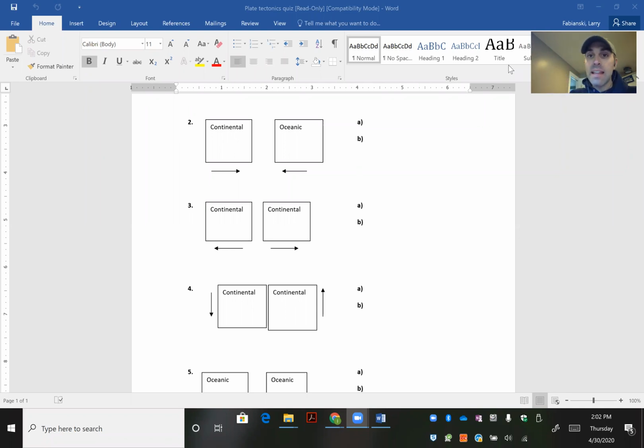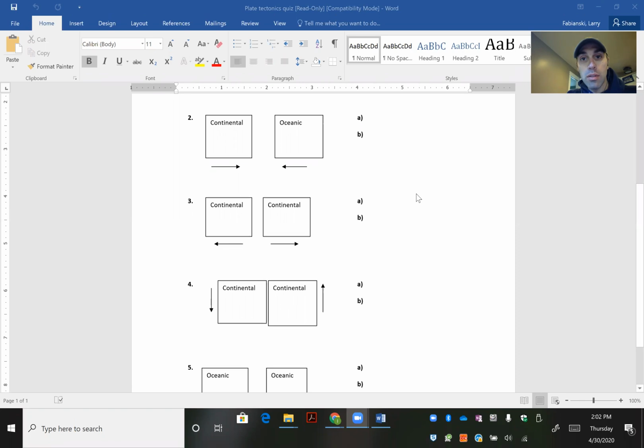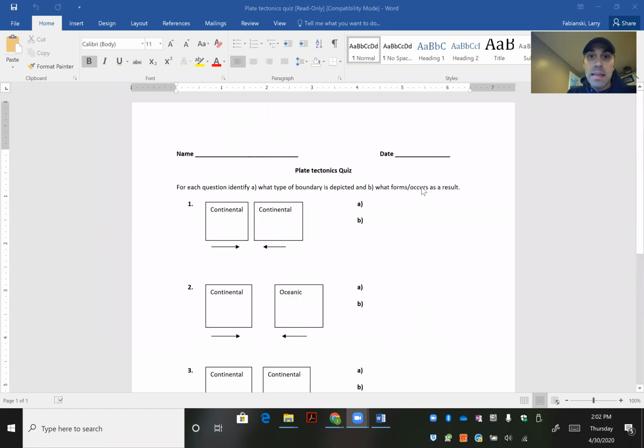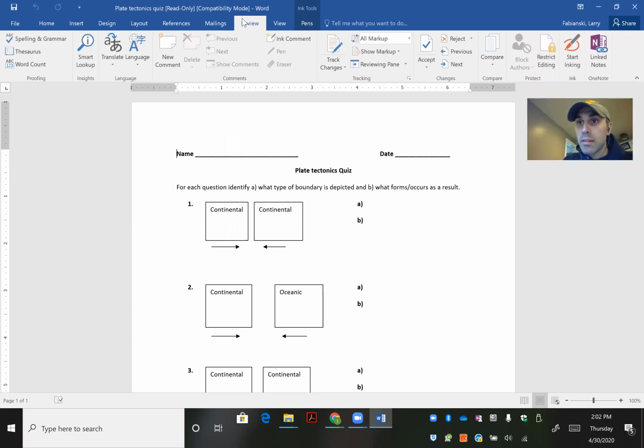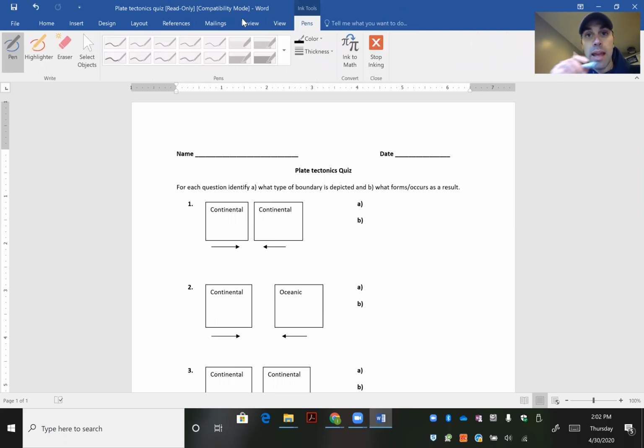I have sent this attachment out. It is your plate tectonics. I know it says quiz, it's just a little worksheet, because what I am going to do is go over this with you guys. That way, we have an answer for all of our questions, and we are ready to work on this for your tests coming up. So here we go. We're going to go over our plate tectonics worksheet.